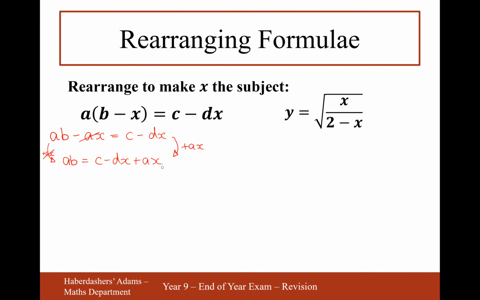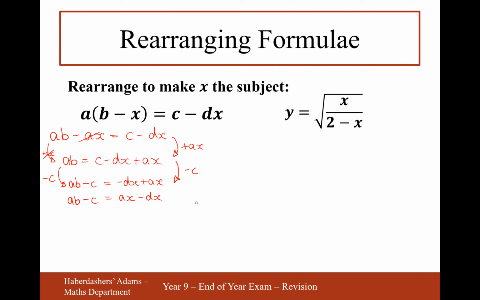Great, I've got all my x's on the right hand side. Now I need to move that C because it's in the wrong place. I'll need to take it away because at the moment, this C is a positive C. So it's going to be AB minus C equals, now I've got minus DX and a plus AX. I'm just going to write that the other way round on the next line, just because I prefer things to be written that way round.